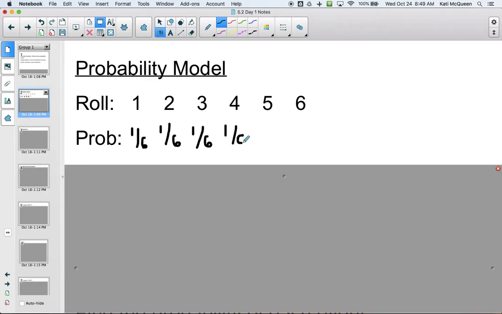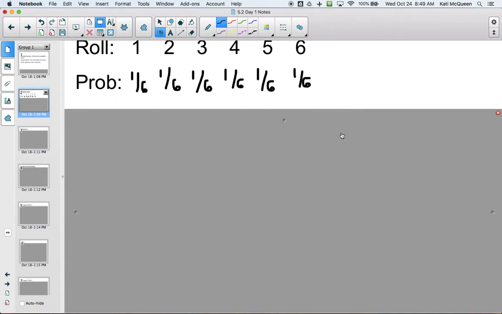So this is not something that will always happen. They, of course, won't all always be the same, but when I'm talking about rolling a die, as long as it's fair, they all have an equal chance.